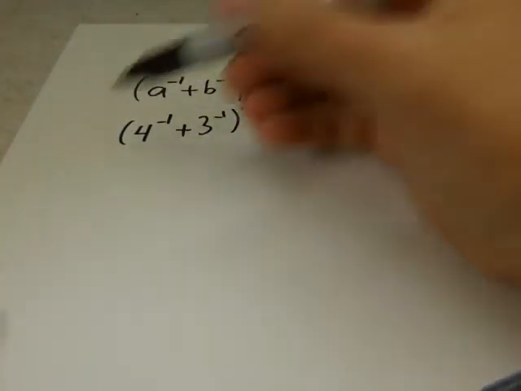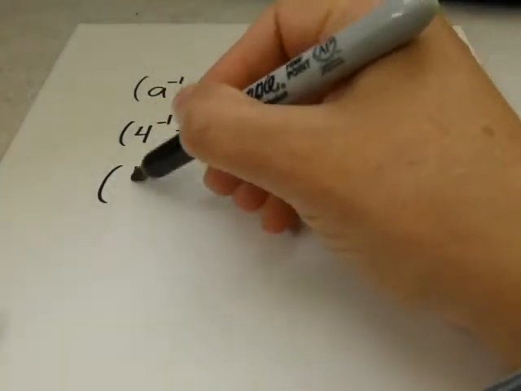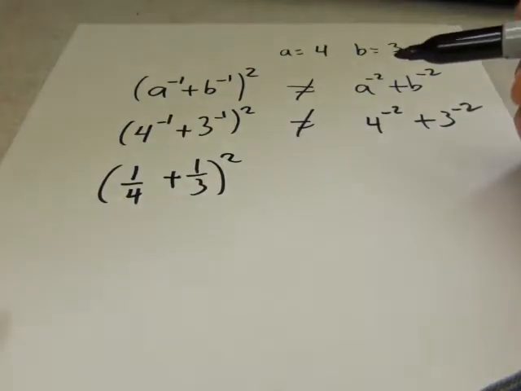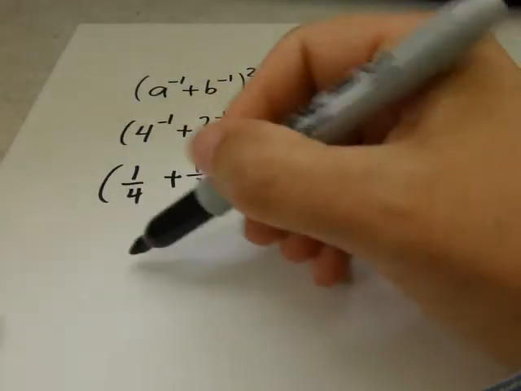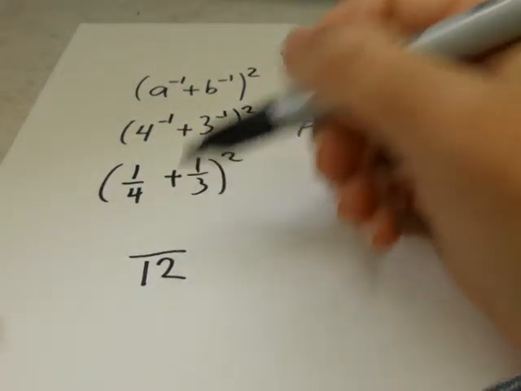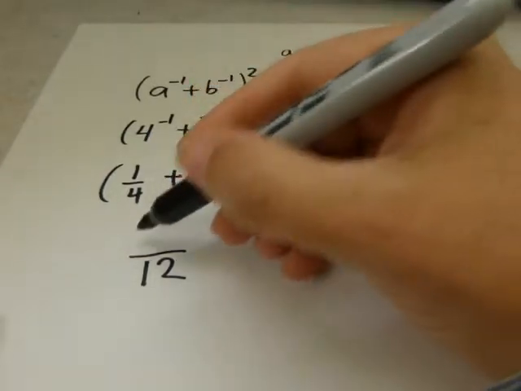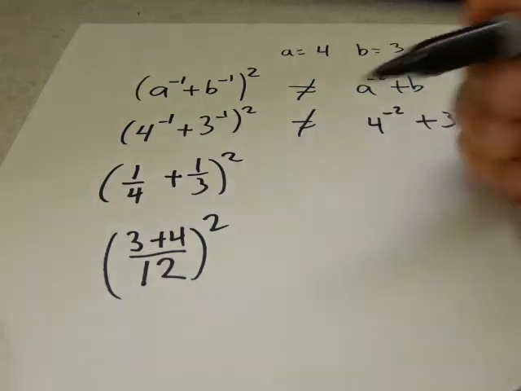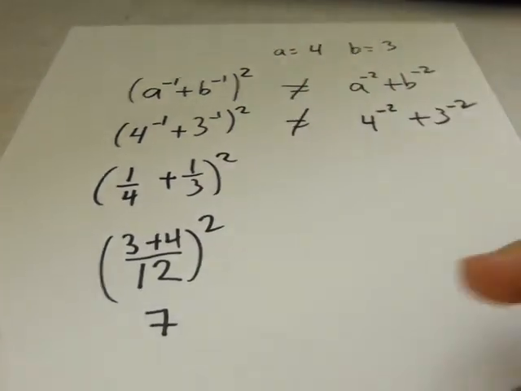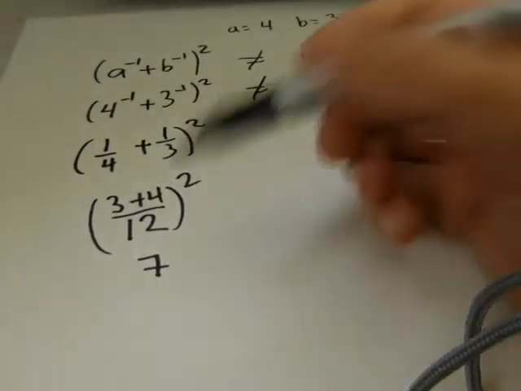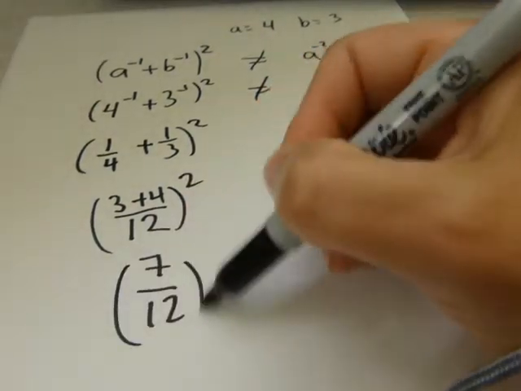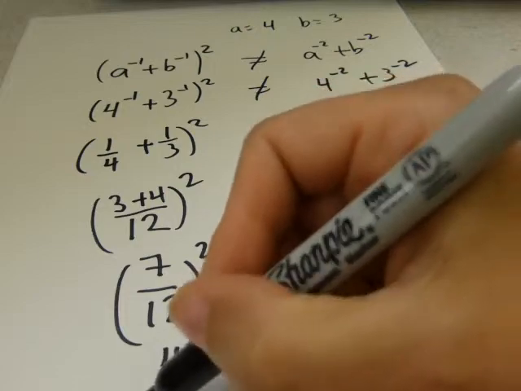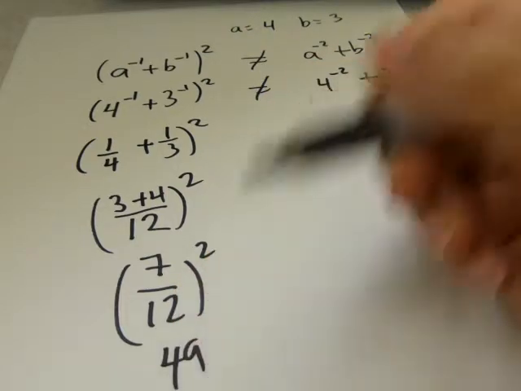Following the order of operations, I have to do the work in these brackets. So that's going to be (1/4 plus 1/3) squared. And inside the bracket, I get a common denominator of 12. And then I'm going to have (3 plus 4 over 12), which I'll square. So that's going to be (7/12) squared, which is 49 over 144.